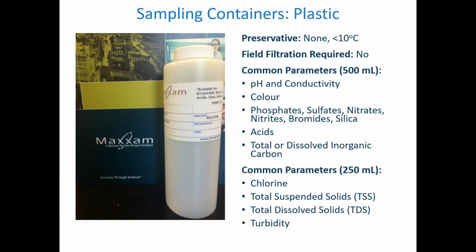Most things, in fact, are measured from water in these standard plastic bottles. So you can see all of these things here, right? pH, conductivity, color, phosphates, sulfates, nitrates, nitrites, bromides, silica, acids, total and dissolved organic carbon, chlorine, total suspended solids, and so on. So this is for anything that's not fragile. Most of these things are not going to degrade or chemically react in the transit process and are actually good and stable for months or more, right? So not usually a big deal.